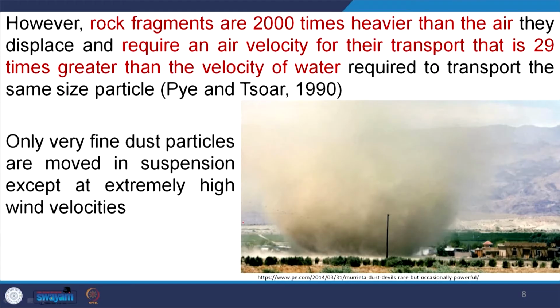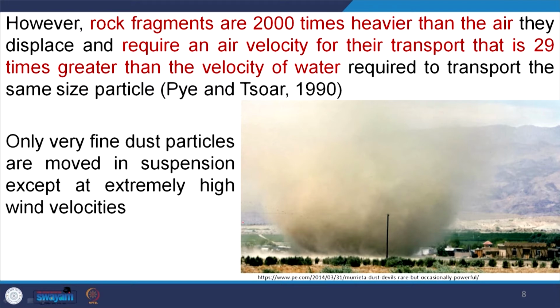However, rock fragments are 2000 times heavier than air, and they require an air velocity for their transport that is 29 times greater than the velocity of water required to transport the same size particles. So, if we keep the particle size constant, whatever energy is required to transport that particle from one place to another, a river requires much less than air, about 29 times less. Why? This is due to the density contrast.